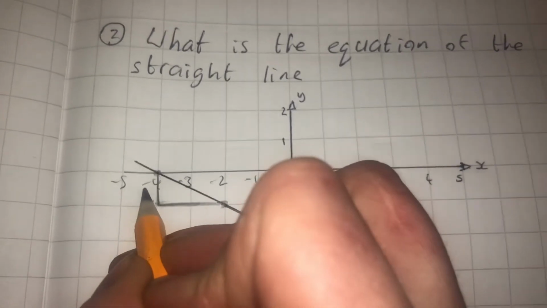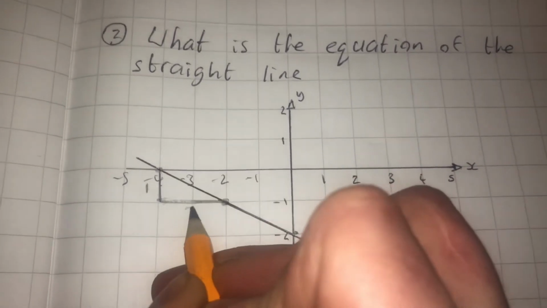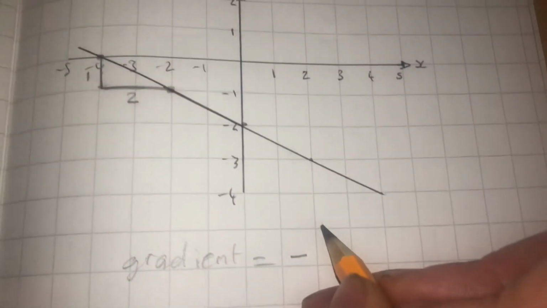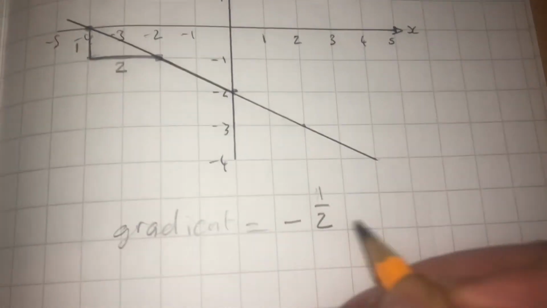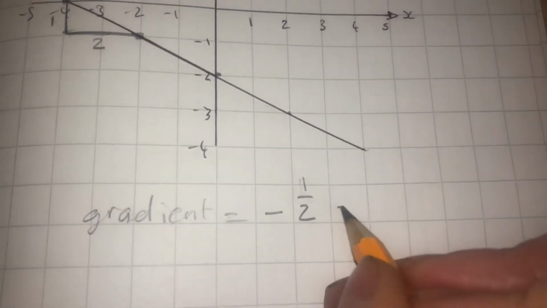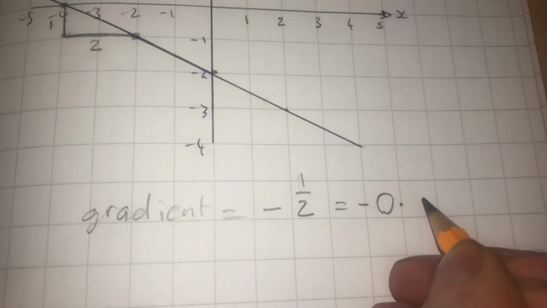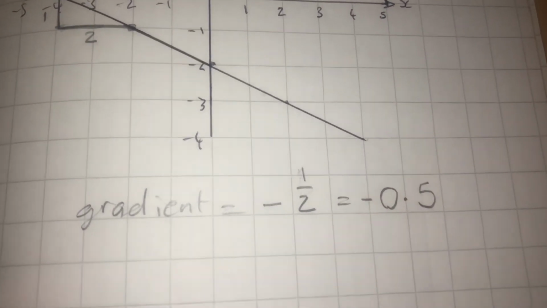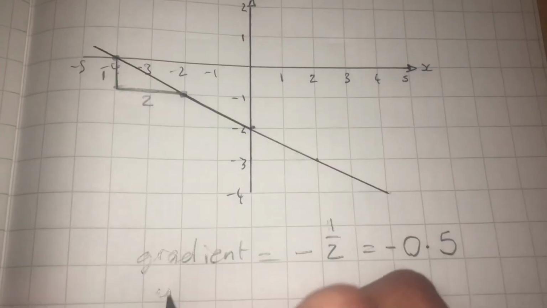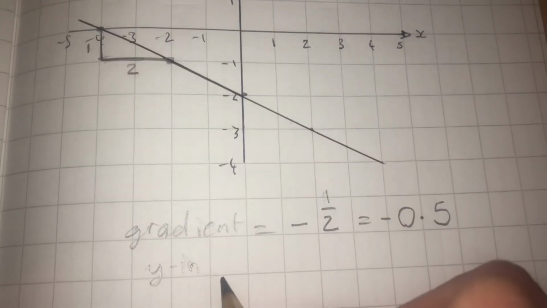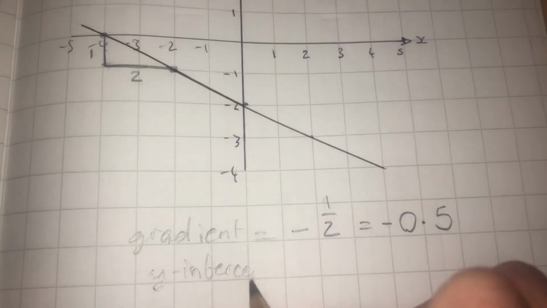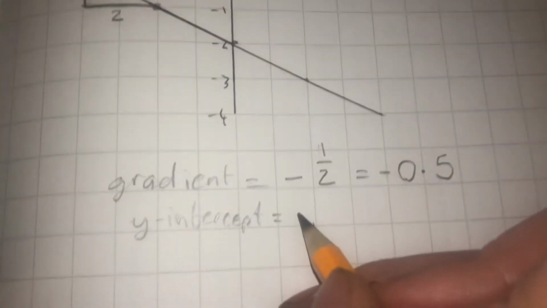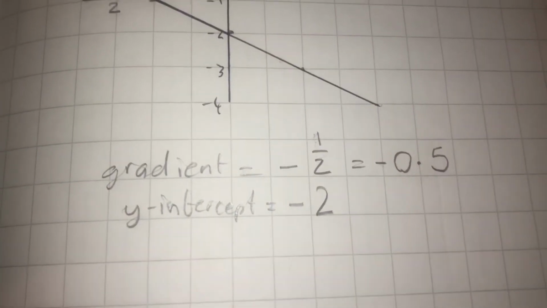So this has a vertical distance of 1. Here has a vertical distance of 2. So the gradient is vertical over horizontal. So it's minus 1 over 2, which we can just leave as minus a half, or again, doesn't matter if you were to say it as minus 0.5, we know a half is 0.5. You could do that as well. Now we just need to find the y-intercept, and we just read that value off the y-axis. So the y-intercept is 0, minus 2, so it's just minus 2. It's just whatever value is on the y-axis.